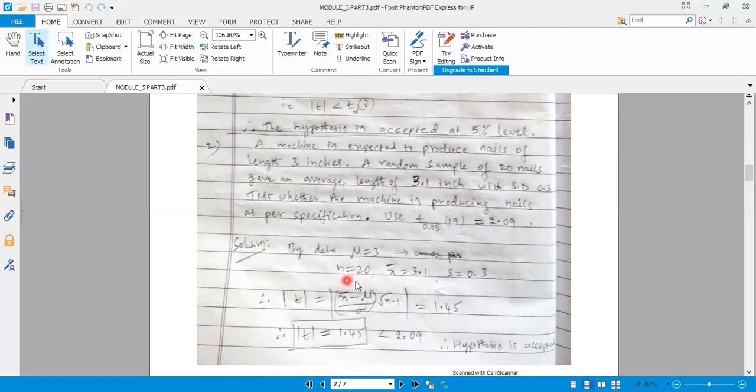By the data, n is given, the size of the sample. The sample mean is given, the standard deviation is given. So when you calculate using the t-test, x bar minus mu divided by sigma into the square root of n minus 1, it is found to be 1.45, which is clearly less than 2.09. Hence, the hypothesis is accepted.